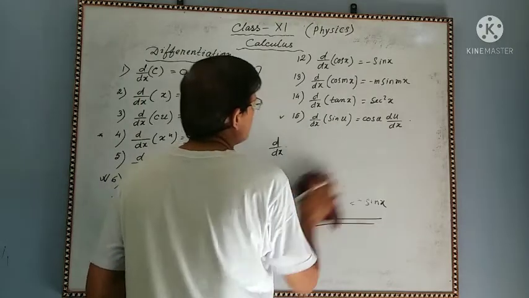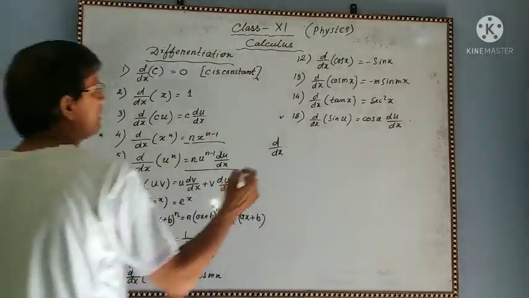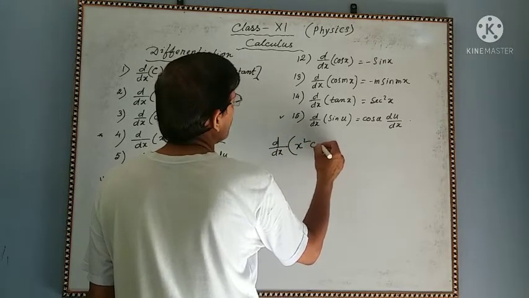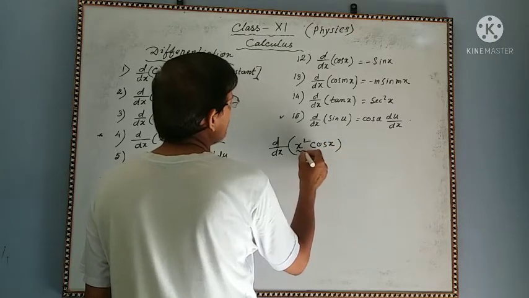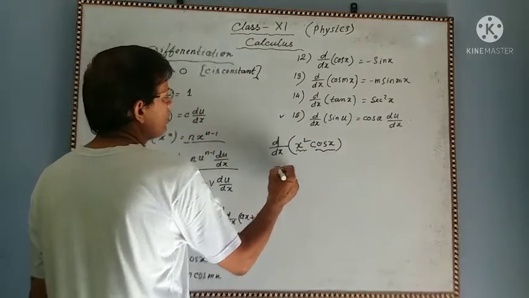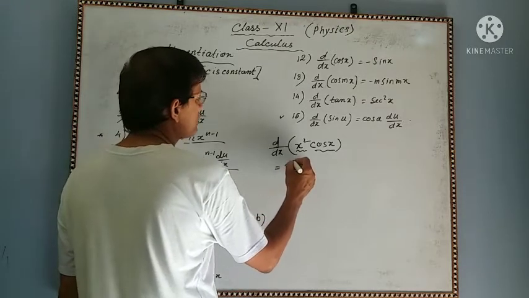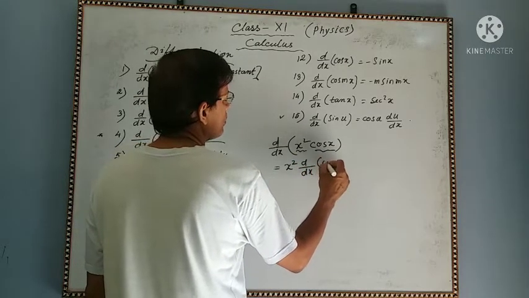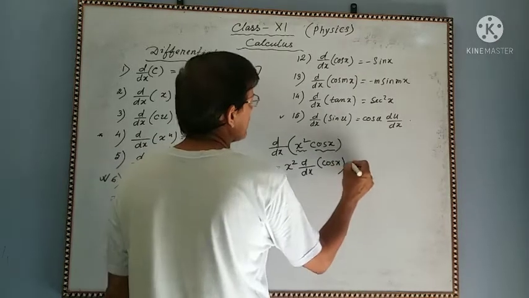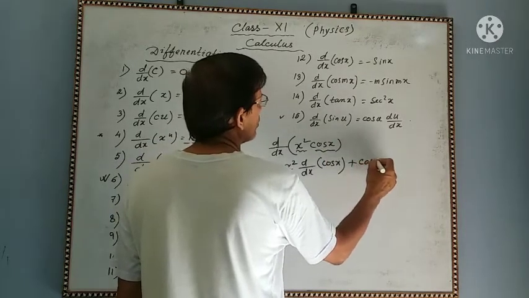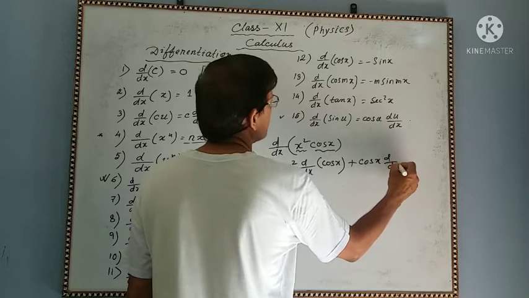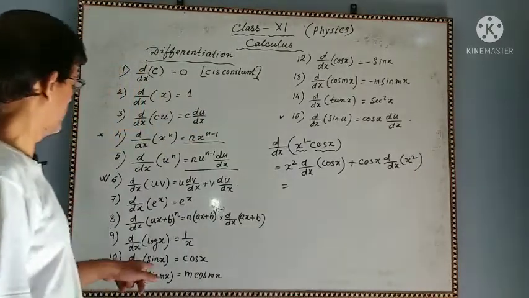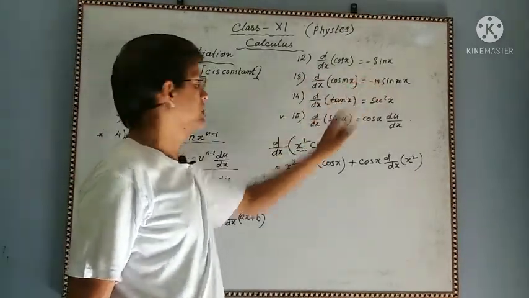d by dx of x square cos x. So this is your u, this is your v. So what is the formula? First one is constant, x square constant, differentiation of cos x. Then cos x is taken constant, d by dx of x square. So what is the differentiation of cos x? Cos x differentiation equals minus sin x.